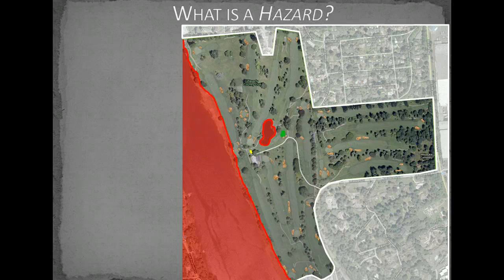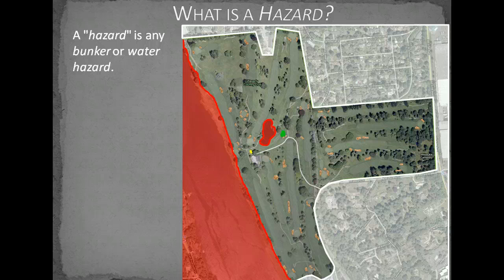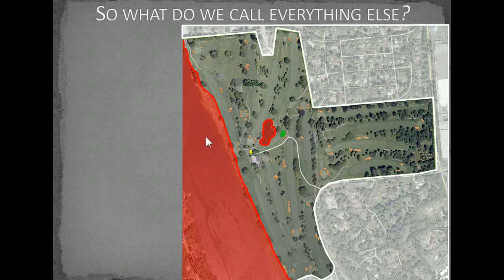Hazard. Now, it's not necessarily a separate part of the course, but it's important to know that when you see hazard in the rules, it includes both bunkers and water hazards. So all the brown on this page, these are all hazards, also known as a bunker, and these are also hazards, in this case known as a lateral water hazard. So what do we call everything else?